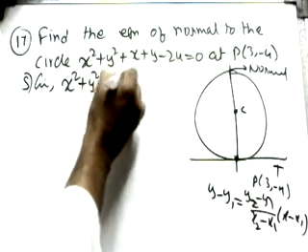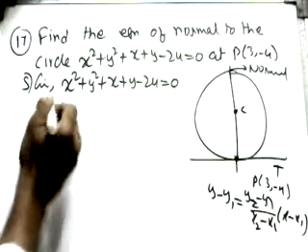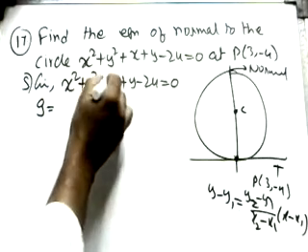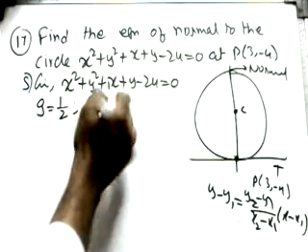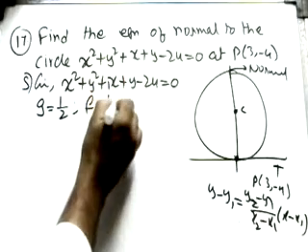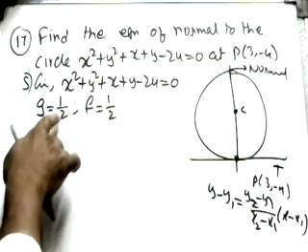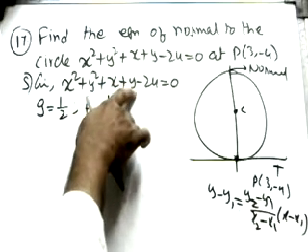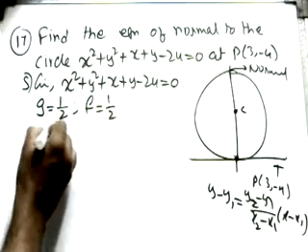Given circle is x square plus y square plus x plus y minus 24 equals 0. What will be the value of g? Coefficient of x is 1, so its half, 1 by 2, is g. F is the coefficient of y by 2. Coefficient of y is 1, so 1 by 2 will be f. Always the coefficient of x reduced to half will be g, and the coefficient of y reduced to half will be f.